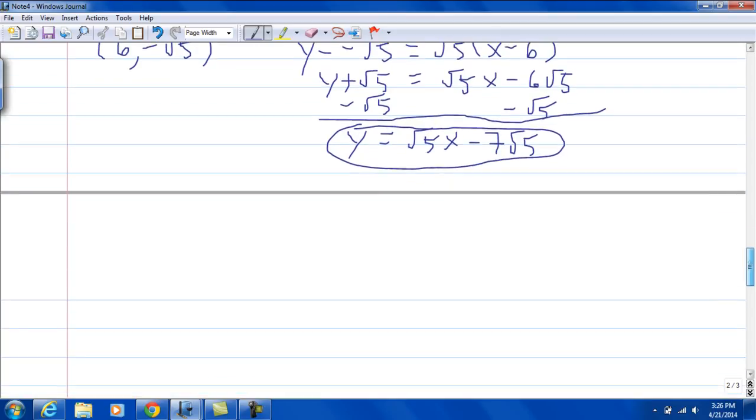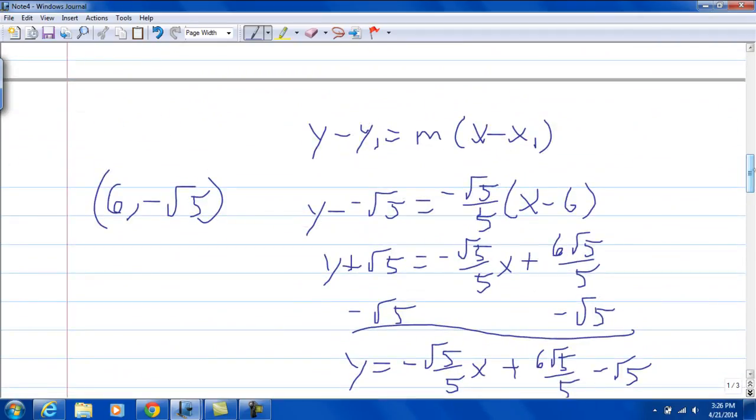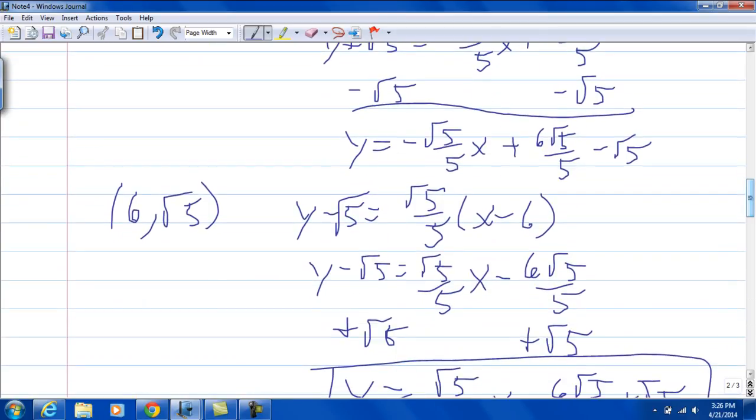The last one would be at 6 comma root 5. We'd have y minus the square root of 5 equals negative square root of 5 times x minus 6. Just to point out, back up here, the point 6 negative root 5 was associated with negative square root of 5 over 5, so its negative reciprocal is positive square root of 5. And 6 root 5 was associated with square root of 5 over 5, so its negative reciprocal is negative square root of 5. That's why I've done this.